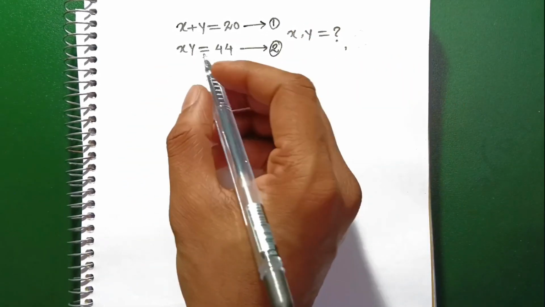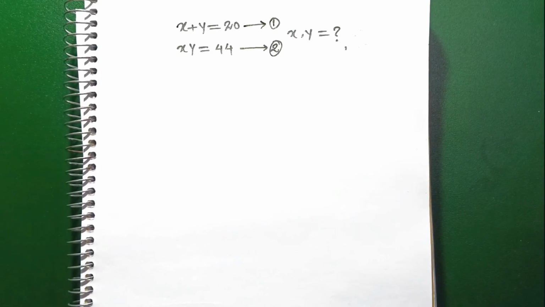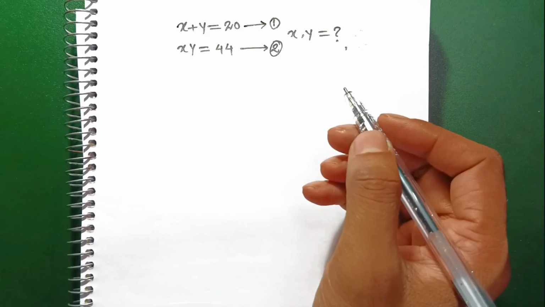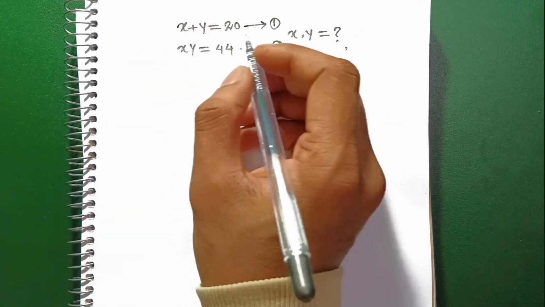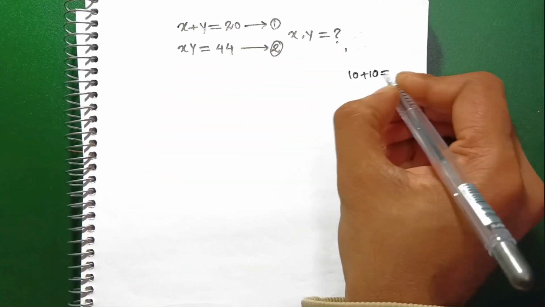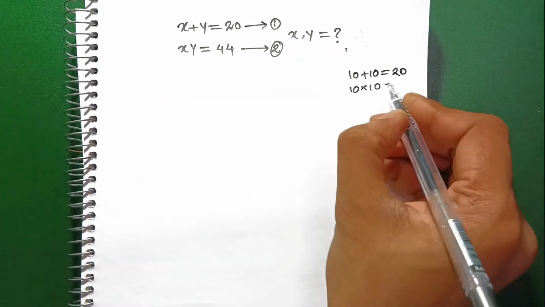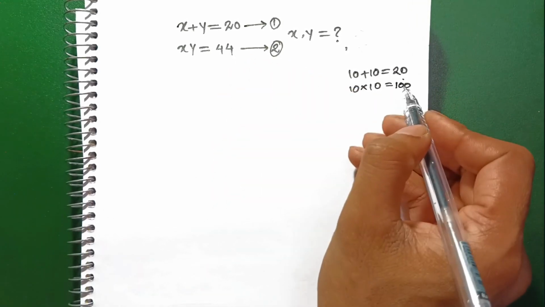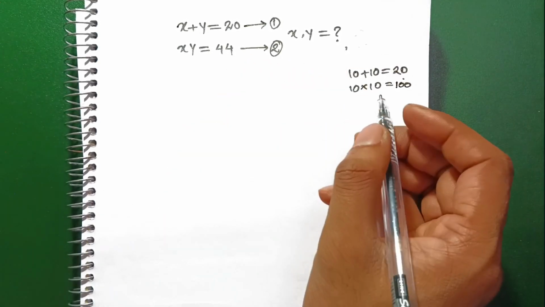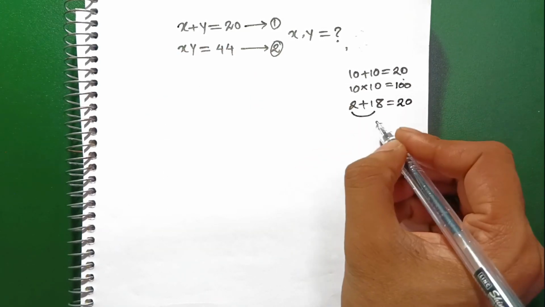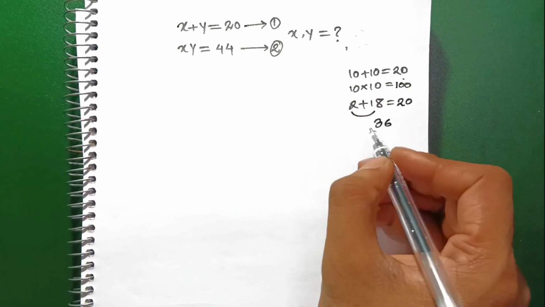Now, before we pick up a pen, let's use our intuition for a second. Normally, you might try to guess the numbers, right? What two numbers add up to 20? Well, 10 plus 10 is 20, but 10 times 10 is 100, which is way too big compared to 44. Or maybe you try 2 and 18, which adds to 20, but 2 times 18 is only 36, which is too small.